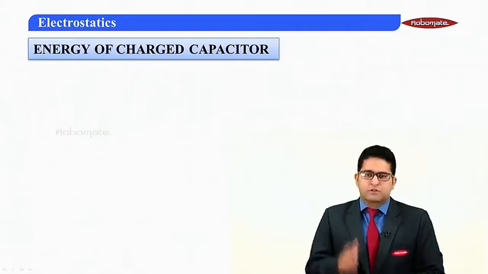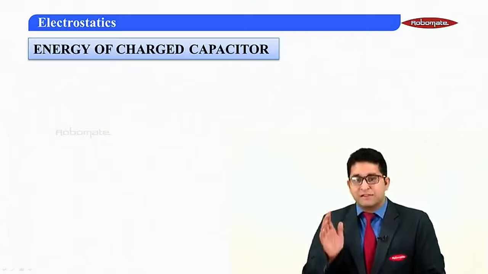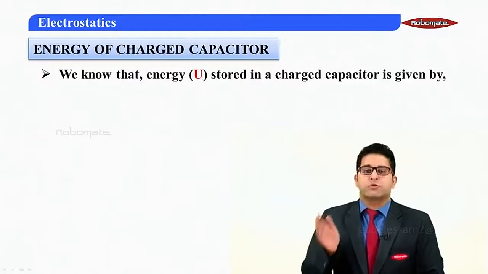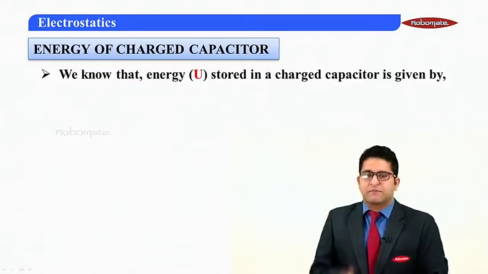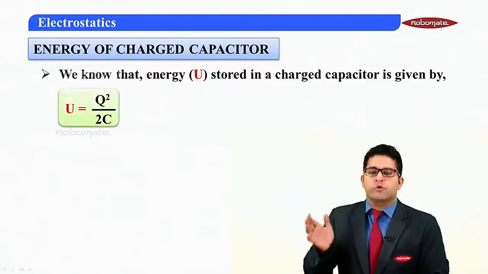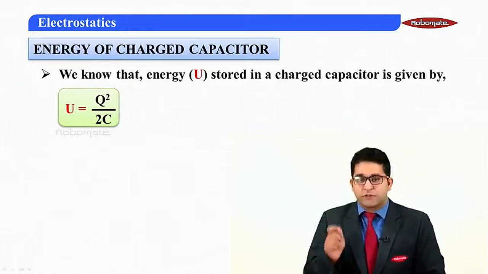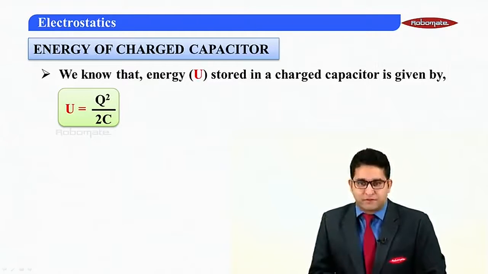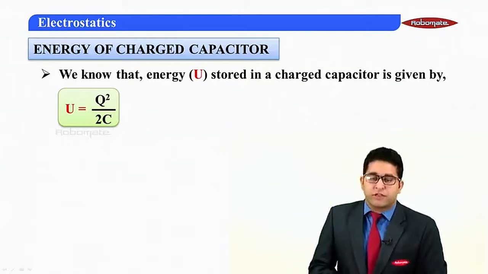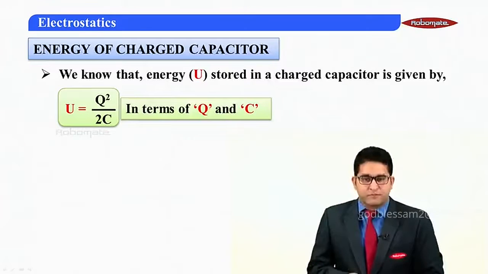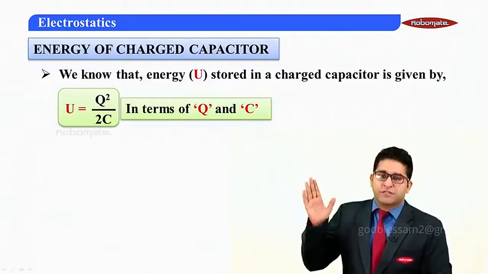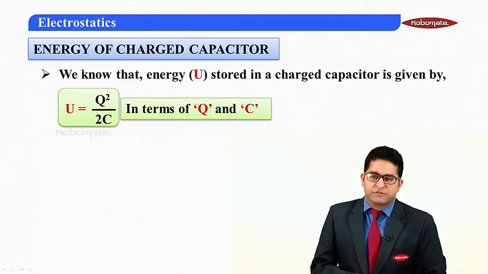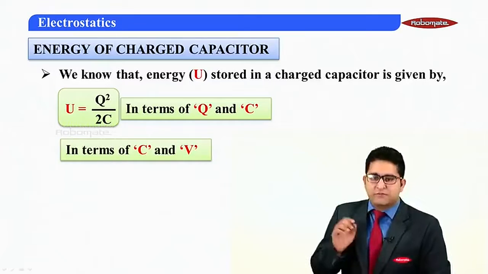So let us start. In the previous module we already know that energy stored, that is capital U, inside a charged capacitor, or energy stored in a capacitor during charging, is given by the formula U is equal to Q square upon 2C, where Q refers to the total charge and C is the capacity of that capacitor. So this is the expression of energy in terms of charge and capacity. Now I'll write this expression in terms of C and capital V, where V represents potential difference.